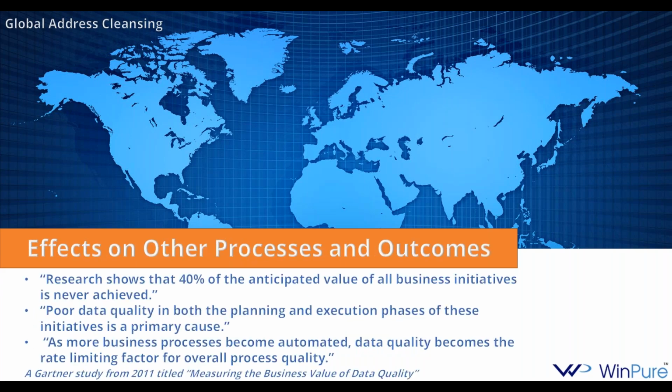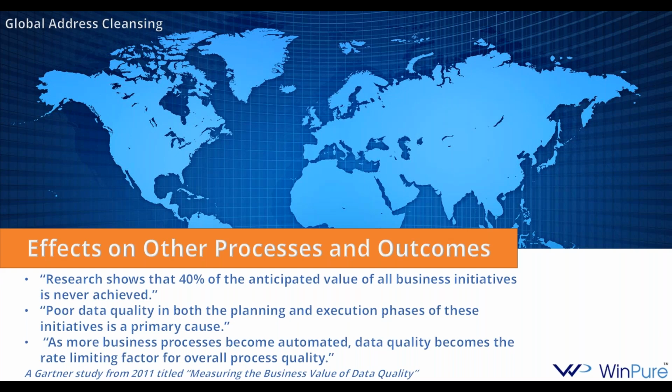So let's talk about some of the effects on other processes and outcomes. We've talked about some of the most common processes: data hygiene, cleansing, normalization, verification, address verification, mail certification, matching, deduplication. We've talked about some of those processes. We've looked at some of the most common problems. So here we're going to look at how some of these problems, if unresolved, can affect a variety of other processes and ultimately your outcomes.